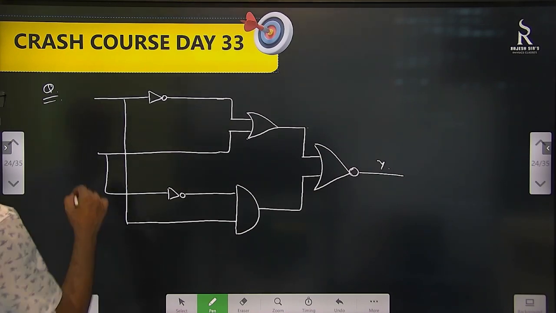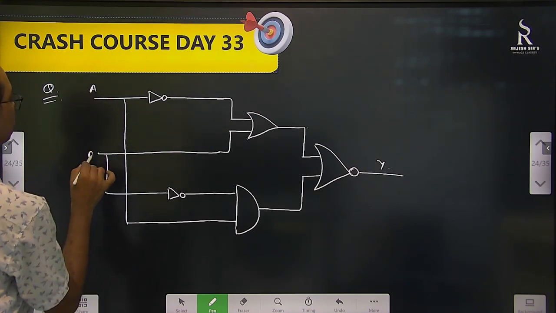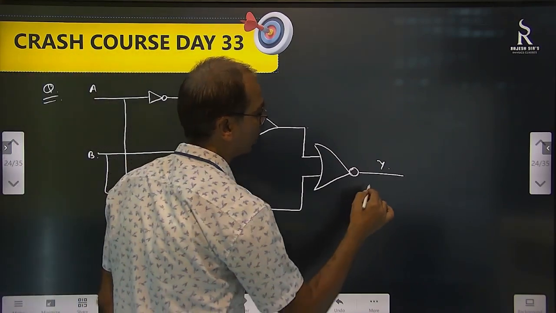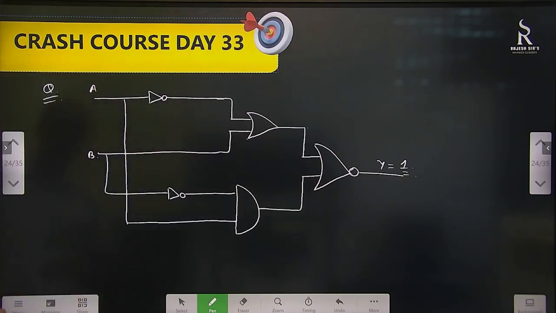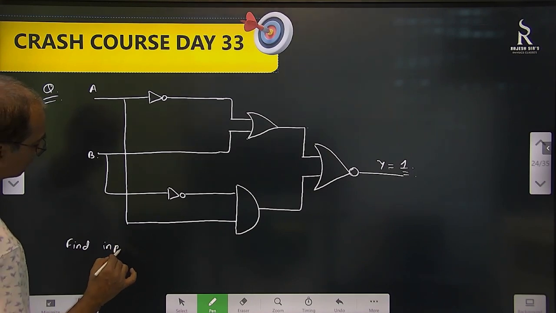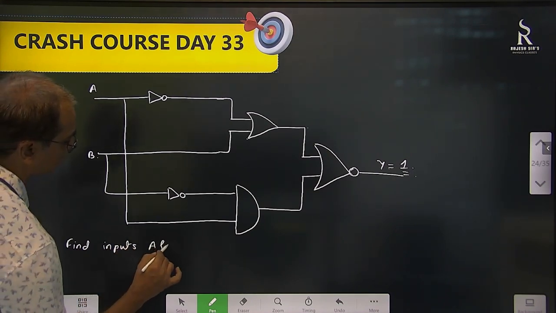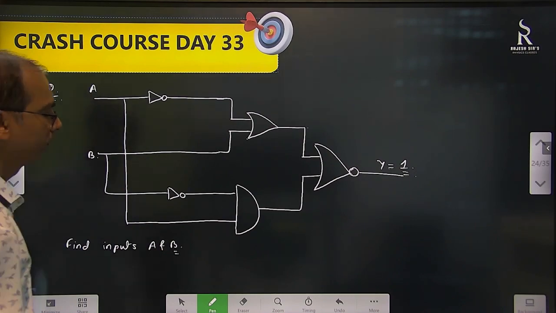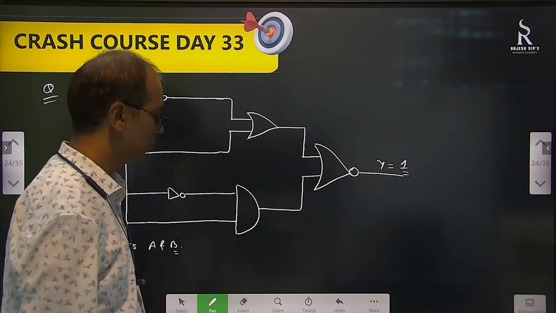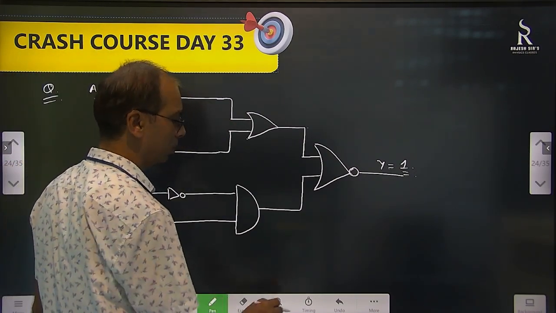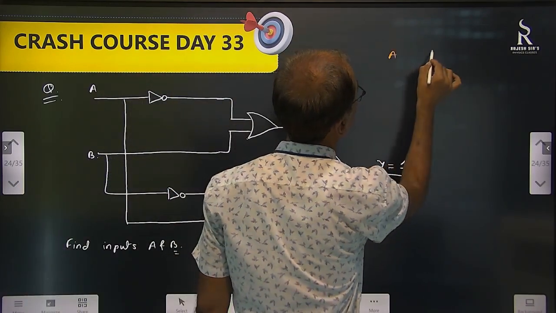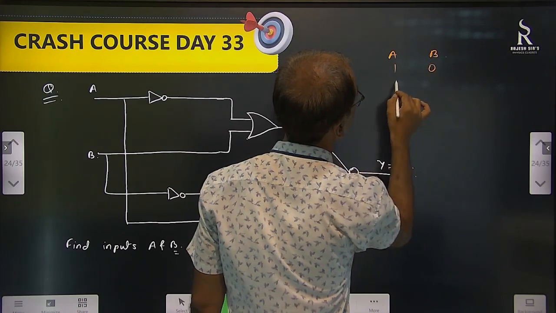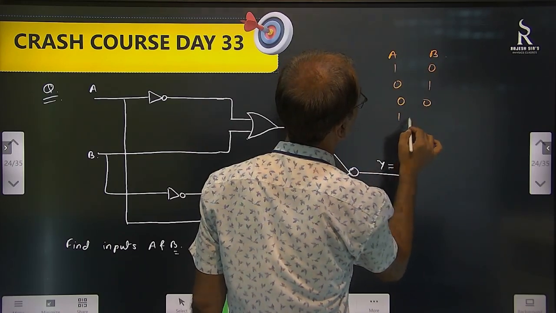Okay. So here inputs are A and B. Suppose I want Y as 1. Find the inputs. So possible inputs are what? 0,1; 1,0; 1,1; 0,0, right? So we'll make it like a truth table only. So A, B: 1,0; 0,1; 0,0; 1,1.